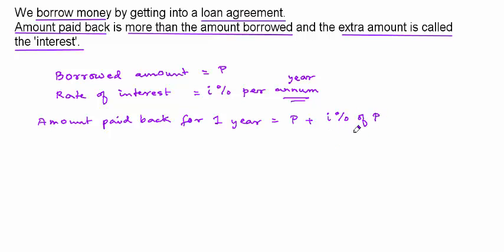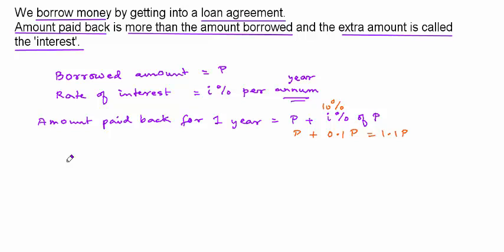Now this is for 1 year. If the rate of interest is given as a percent, we need to change it to a decimal by dividing with 100. So if this is given to be 10%, say for example, the amount to be paid back after 1 year is going to be P plus 10% of P. 10% means 0.1. So that is going to be P plus 0.1 P, which is 1.1 P. That's how it works.